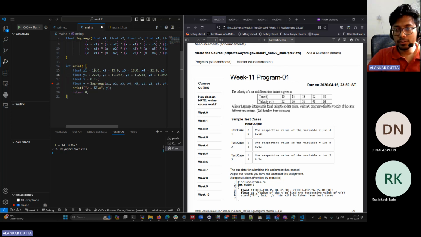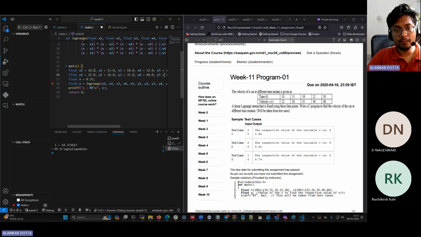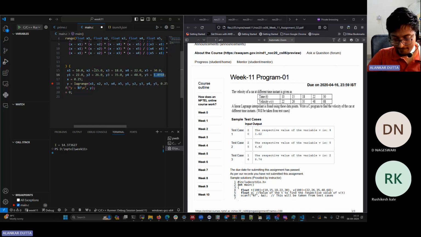And now let's set the y's. So we'll have 22.0, 26.0, 35.0, 48, and 68. Let's put those in as well. As these are put in, now we want to find out the value of the variable at different values. The test cases are at 4, 5, and 2. So let's do that at 4.